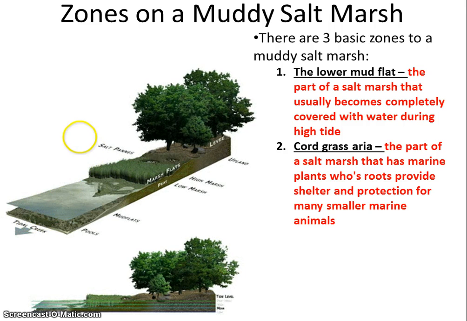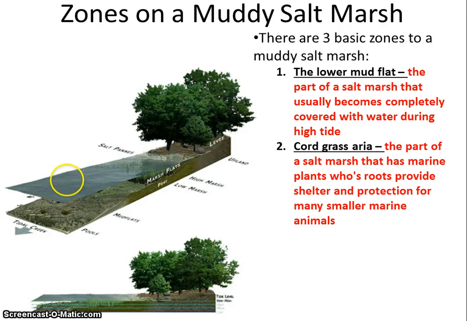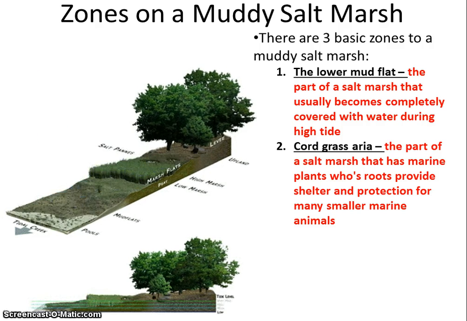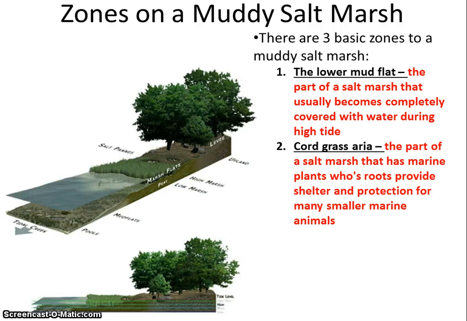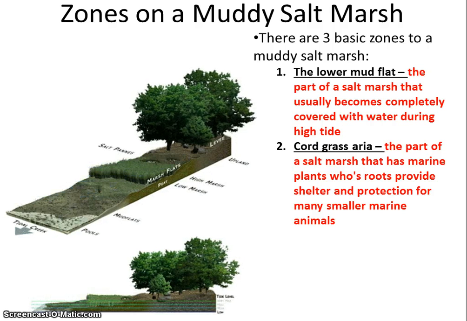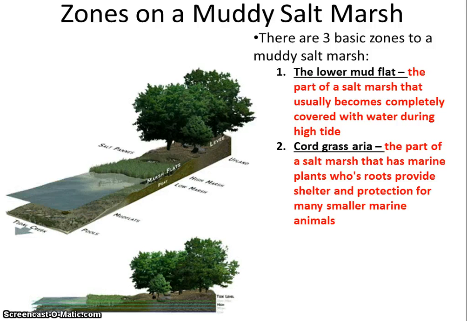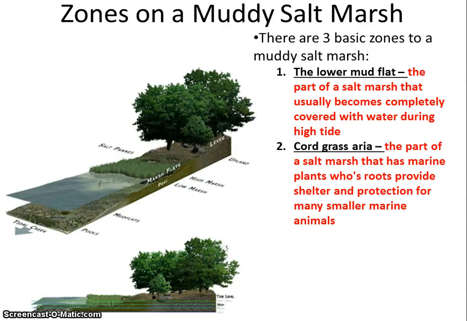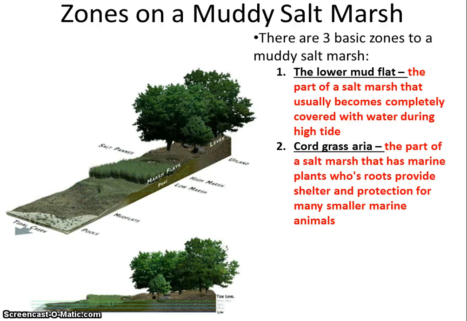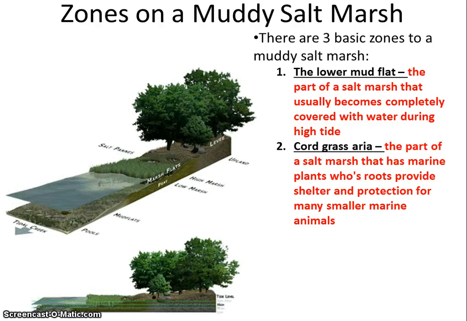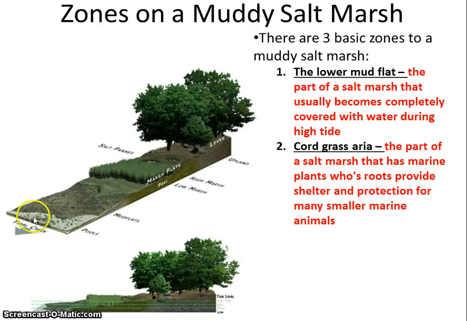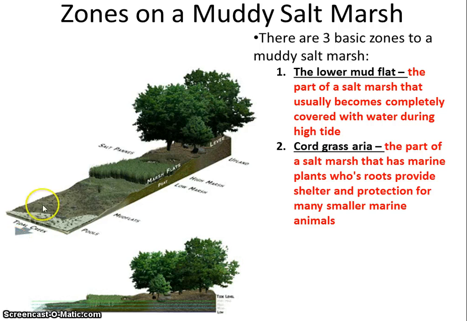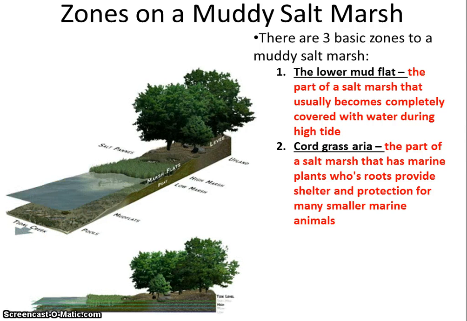This area usually becomes completely covered with water during high tide, and that's why there's no cordgrass down there. If you remember, the only truly marine plant is seagrass. That's the only marine plant that can withstand being completely submerged at high tide. As a result, cordgrass usually doesn't become completely submerged, and if it were down here and it did become completely submerged, it would have died. And that's why this area is all mud and no plants.